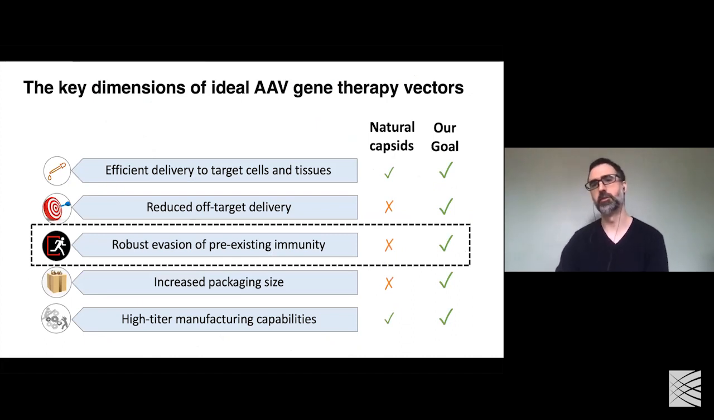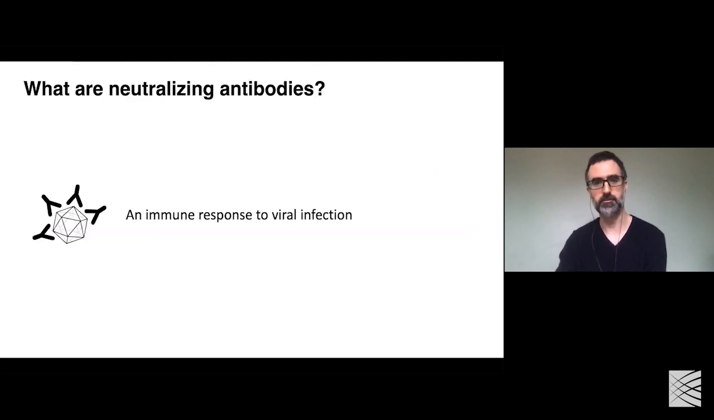One thing I'd like to say to motivate this is why do you want to make a large number of changes to the AAV capsid? And a big reason for that is because of pre-existing immunity, one of those properties we'd like to improve about AAV. So to explain that, I want to talk about neutralizing antibodies, which of course, that's what you would get anytime your body sees a viral infection.